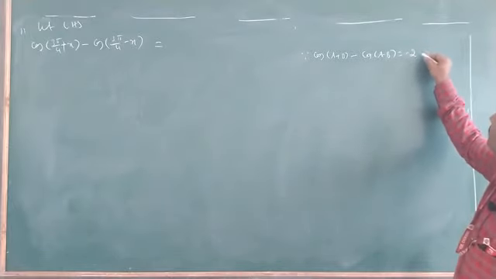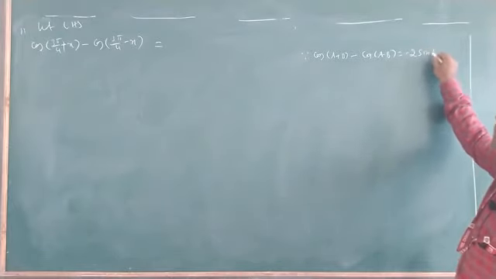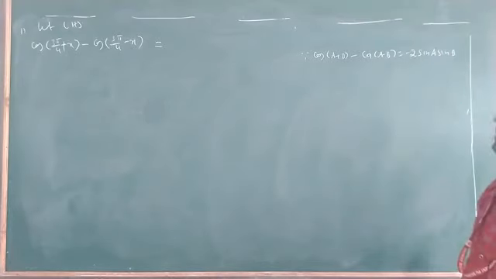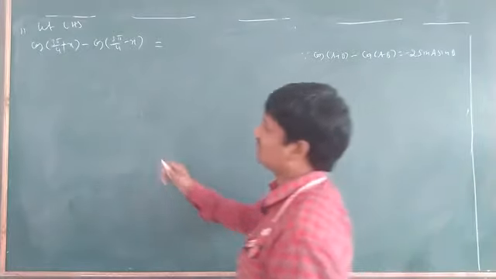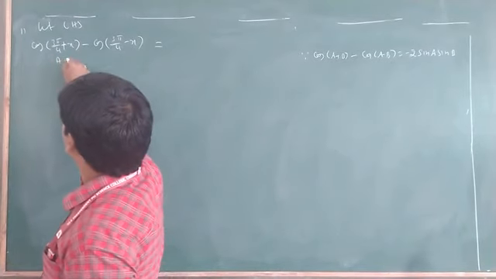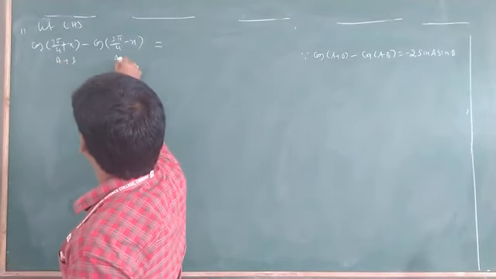Minus 2 sin A sin B. Cos of (A plus B) minus cos of (A minus B) is minus 2 sin A sin B. What is the formula? Minus 2 sin A sin B. Then cos of (A plus B), cos of (A minus B).